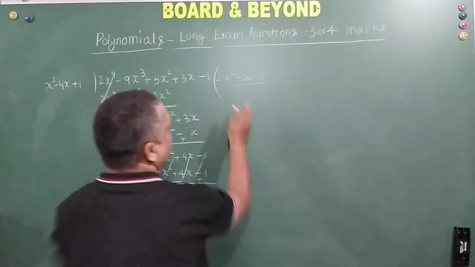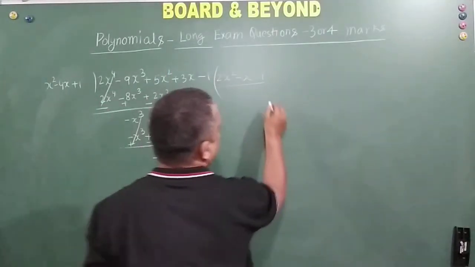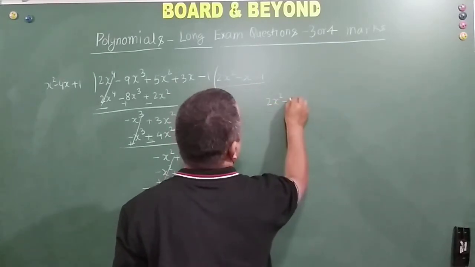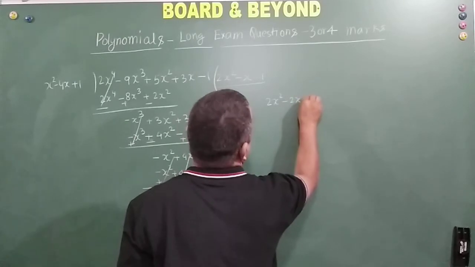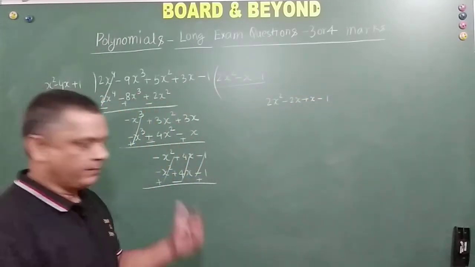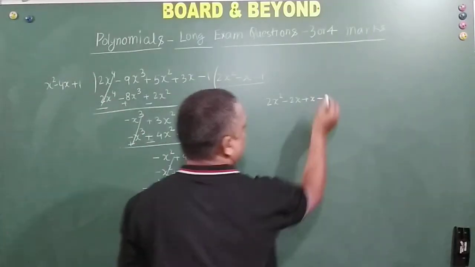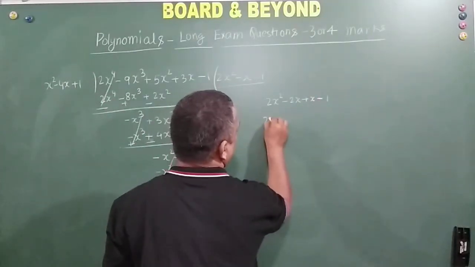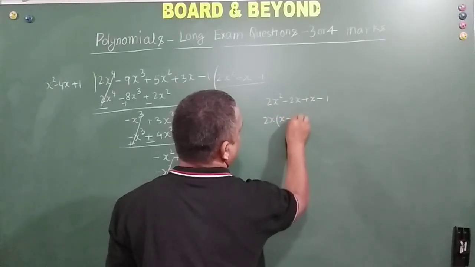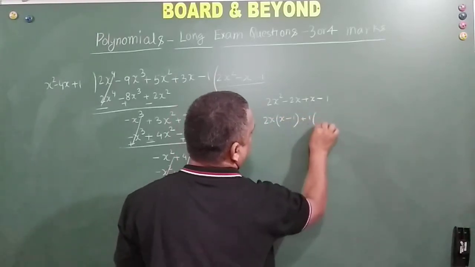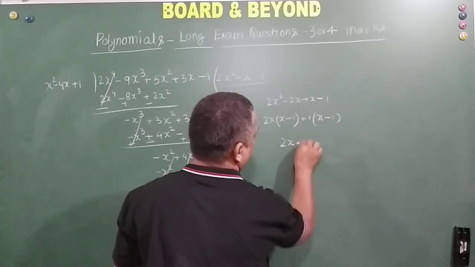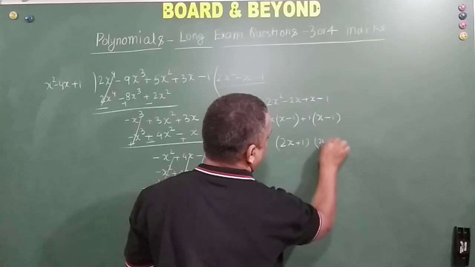Now we try to factorize this. So 2x square minus 2x plus x minus 1. I have skipped one step here, so please correlate. So 2x, if I take common, x minus 1, plus 1 I take common, so x minus 1. So 2x plus 1 and x minus 1.